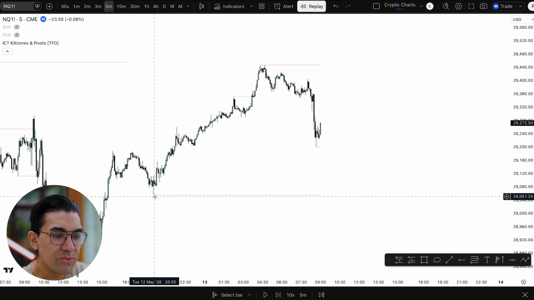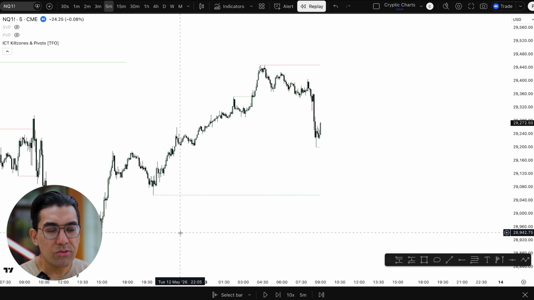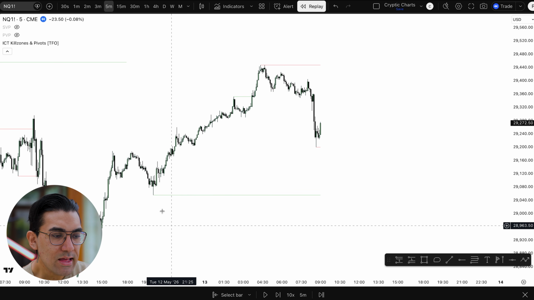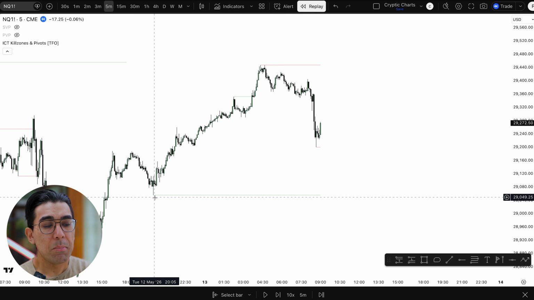So if we look here, this wick, what it means is that there's lots and lots of orders that have been placed at this level. So when price comes down and it taps this, because of the amount of orders and liquidity we have, it will cause a reaction and price will go in the opposing direction.